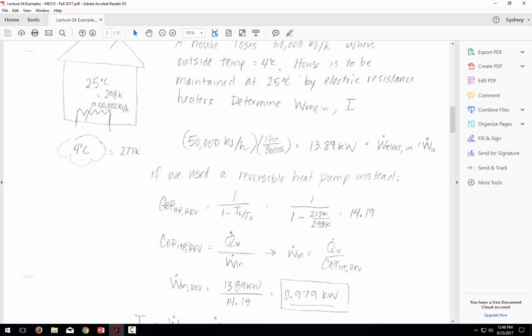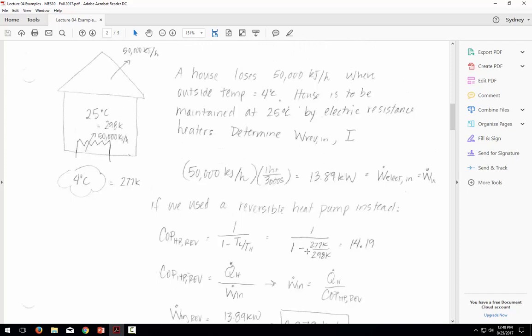And the coefficient of performance for a reversible heat pump is 1 over 1 minus TL over TH. And again, we need to use Kelvin in this equation. So T sub L is our environmental temperature at 4 Celsius, which is 277 Kelvin. And T sub H is the temperature of our home at 298 Kelvin. So we calculate our coefficient of performance for that reversible heat pump and find that it is 14.19, which is pretty high for a heat pump.